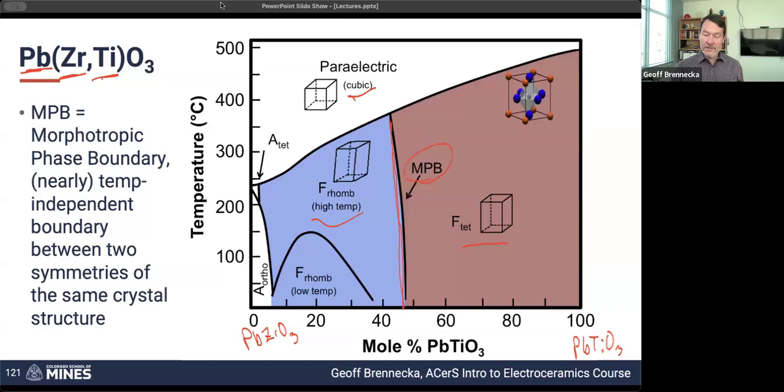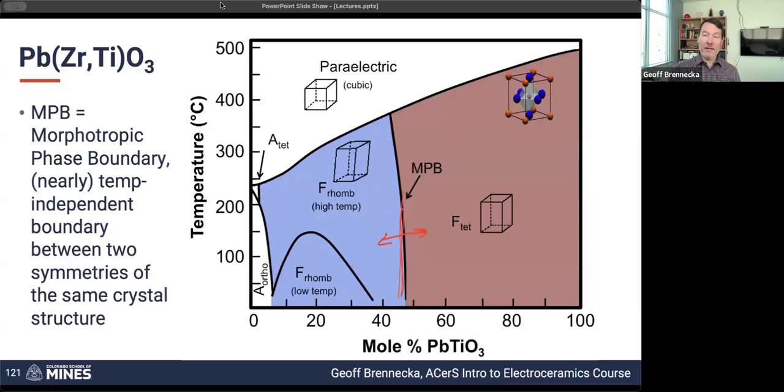So a lot of times, this is an example of a phase boundary that is largely driven by temperature, right? As you heat up a composition here, it goes from rhombohedral to cubic. As you heat up a composition here, it goes from tetragonal to cubic. But in the middle, at this morphotropic phase boundary, as you change the composition, you change the symmetry of the material, and it almost doesn't matter what temperature you're sitting at, which one you end up with.